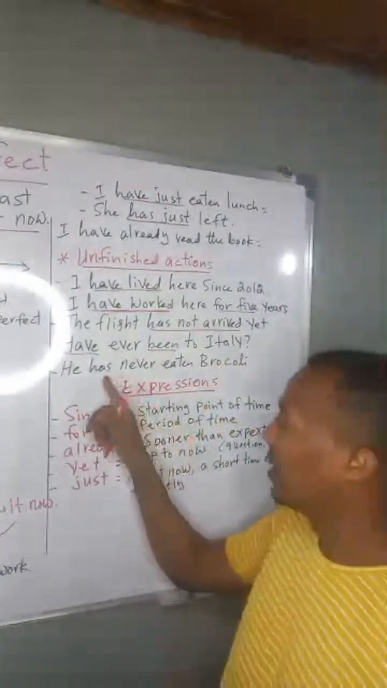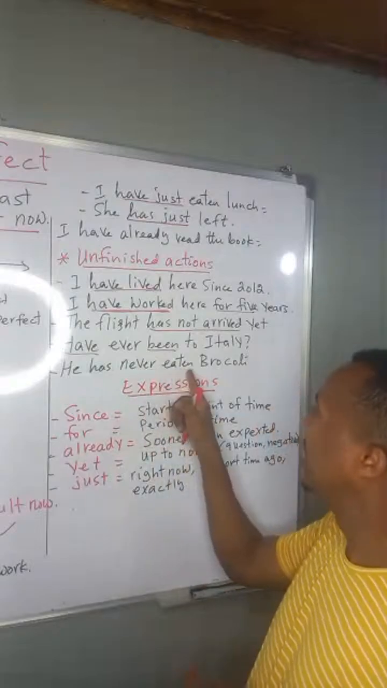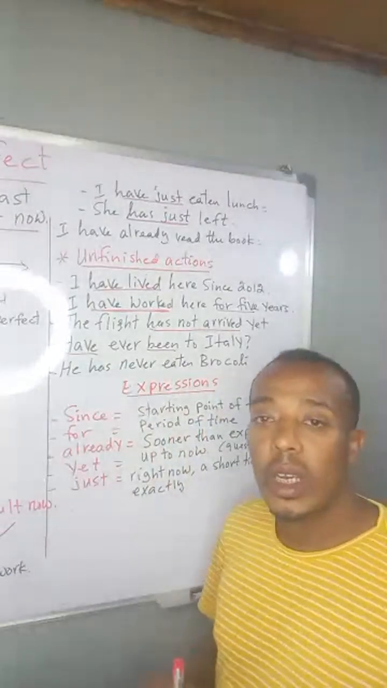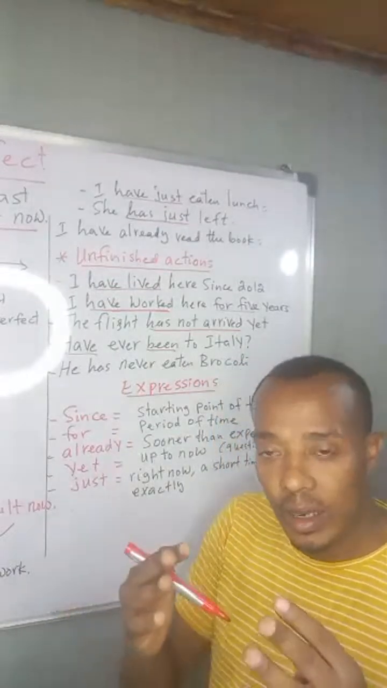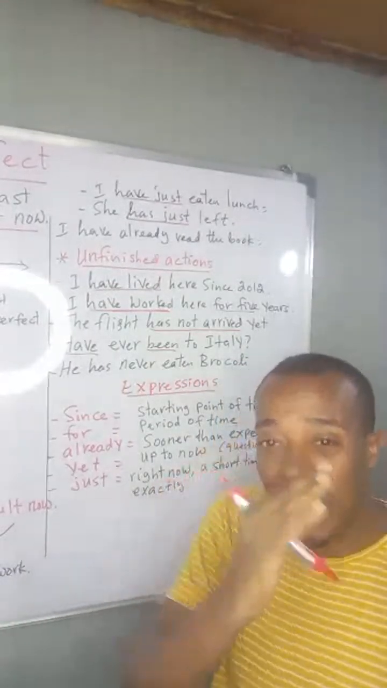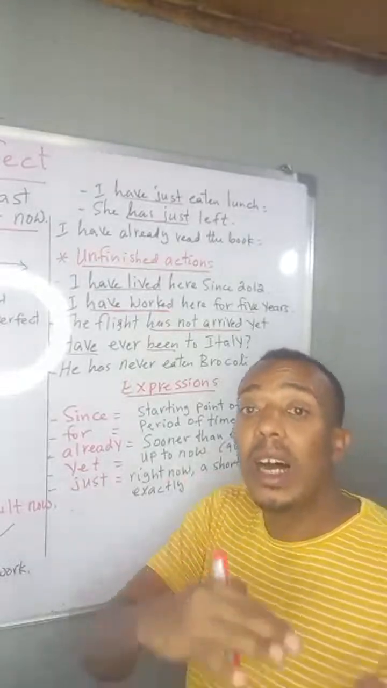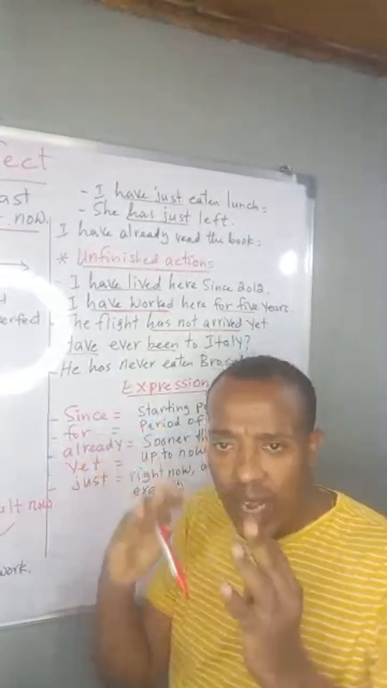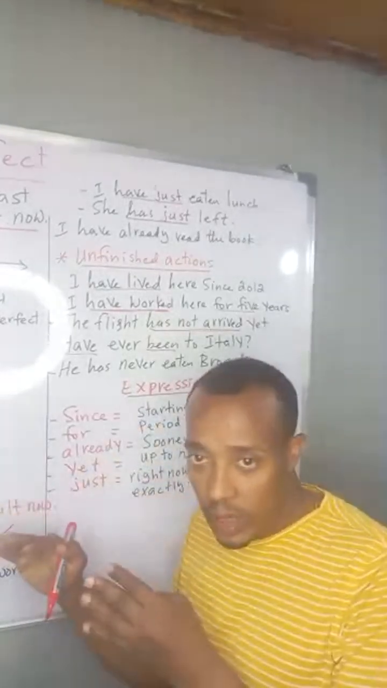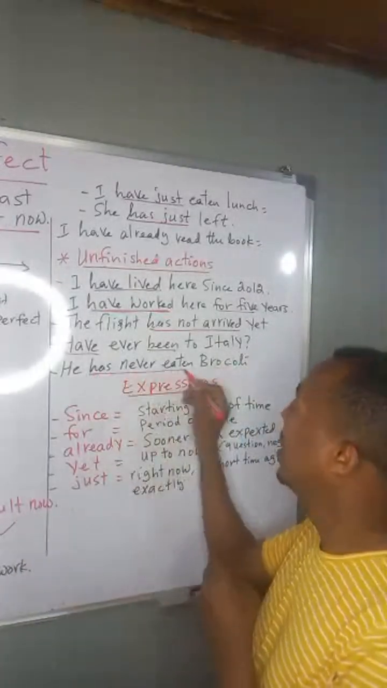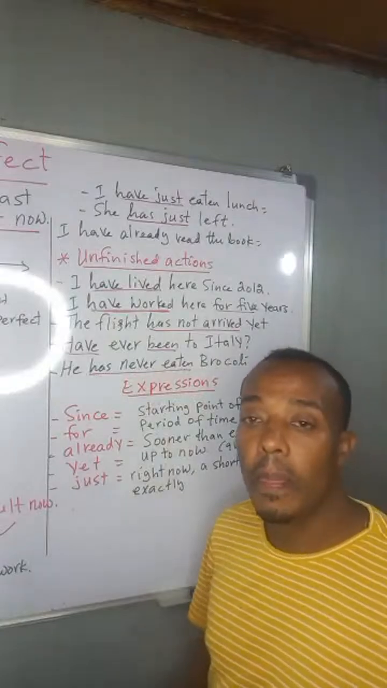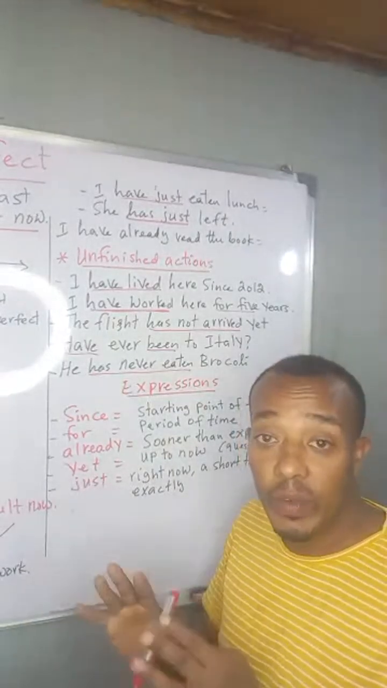Next example, he has never eaten broccoli, which means an action that started from his birth and continues up to now. He has never in his life, up to now, eaten broccoli. This is the use of present perfect tense.